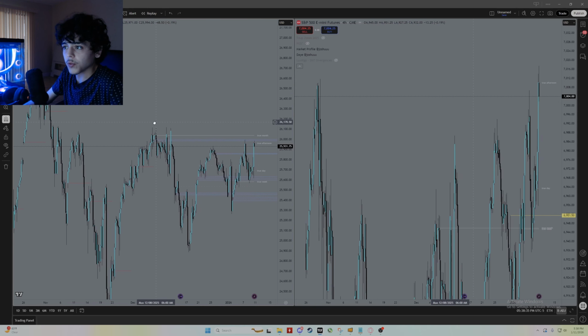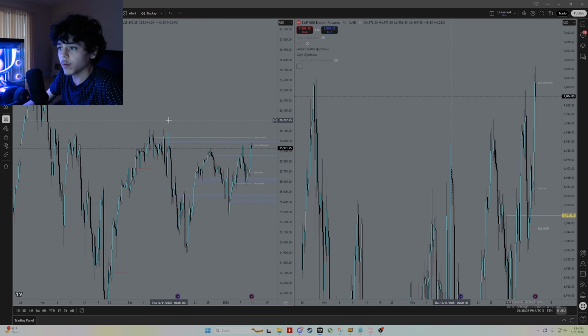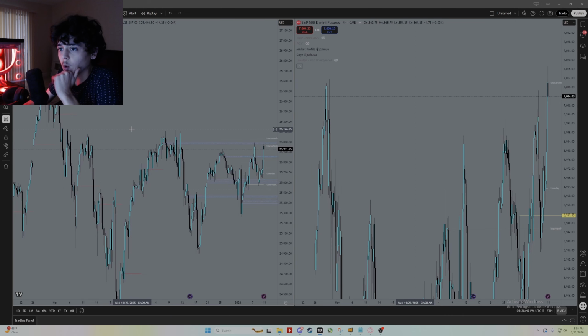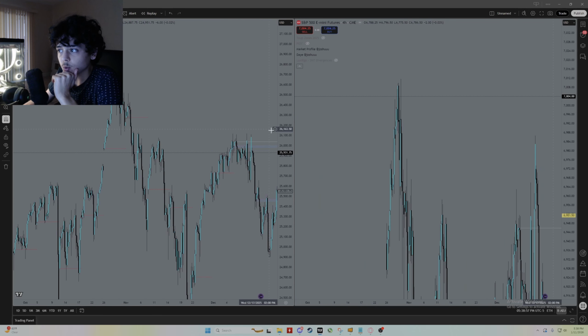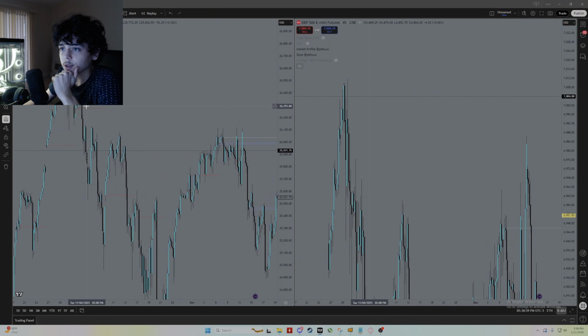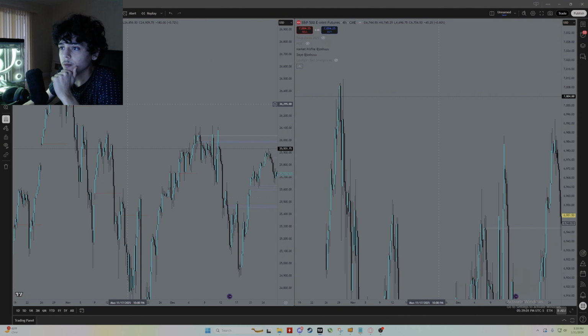But the beautiful thing about draw on liquidity in these type of situations is that you have all of these equal highs right here, right? You have 1, 2, 3, 4, 5, 6 equal highs. But right above these equal highs, you also have an unmitigated fair value gap down here. And actually, it looks like a unicorn setup as well, because you have this order block inside of this fair value gap on the 4-hour.